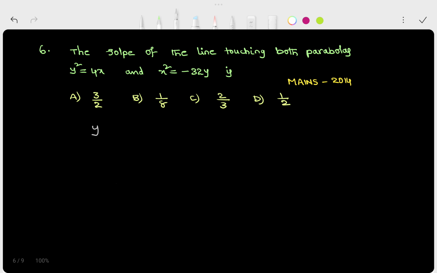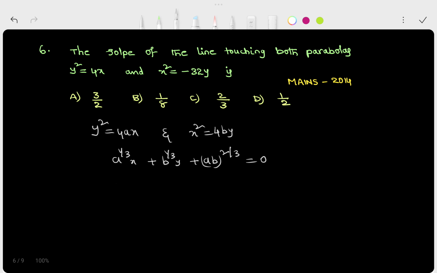Suppose the parabola equations are y square is equal to 4ax and x square is equal to 4by. Then the equation of the common tangent will be a to the power 1 by 3 into x plus b to the power 1 by 3 into y plus a into b whole to the power of 2 by 3 is equal to 0.